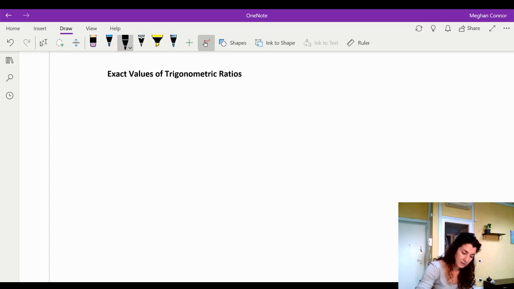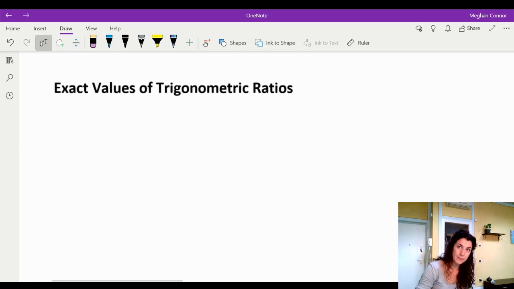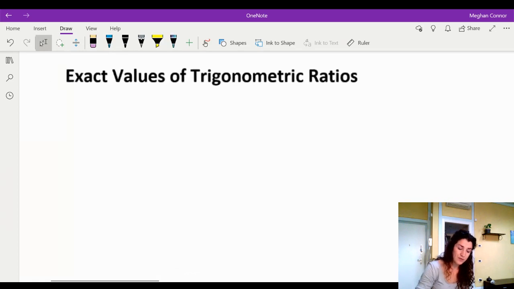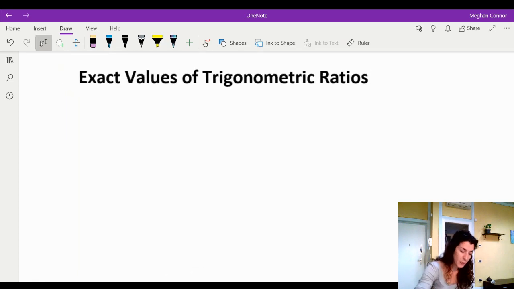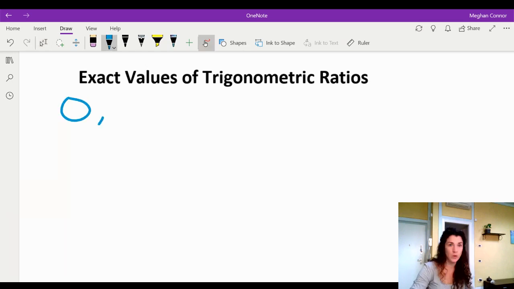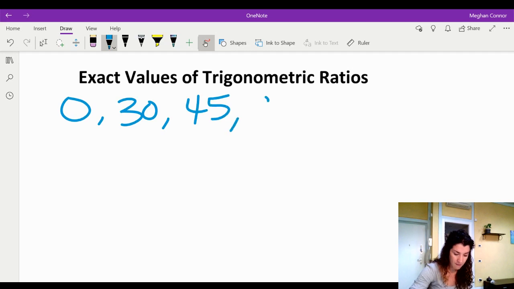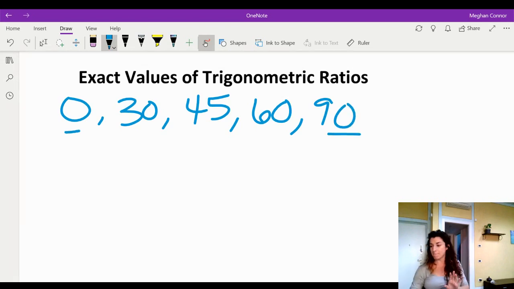When we're talking about exact values of trig ratios, we're only really ever talking about 5 angle measures. Those angle measures are 0, which your calculator gives you exactly anyway, 30, 45, 60, and then 90. 0 and 90 your calculator gives you no matter what, because they are already exact. They're either 0 or 1.